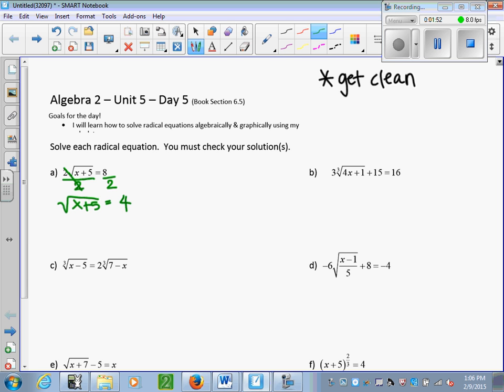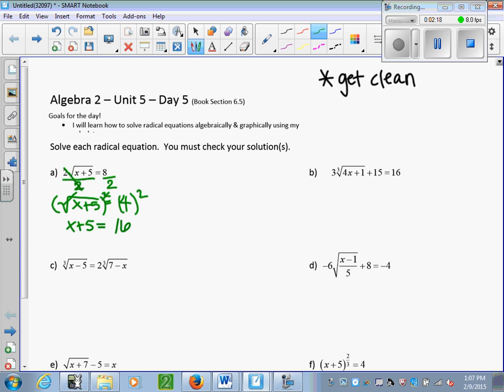Now it's clean, I don't have anything hanging outside my radical. To get rid of the radical, I'm going to do the opposite. It's currently a square root, and the opposite of taking the square root of something is squaring it. So I'm going to square both sides. What I do to one side, I have to do to the other. My radical cancels with the square and leaves me with just x plus 5, and on the right side, 4 squared is 16.